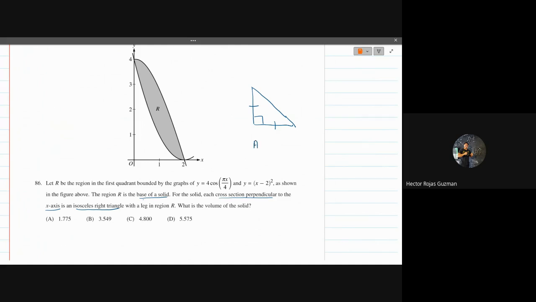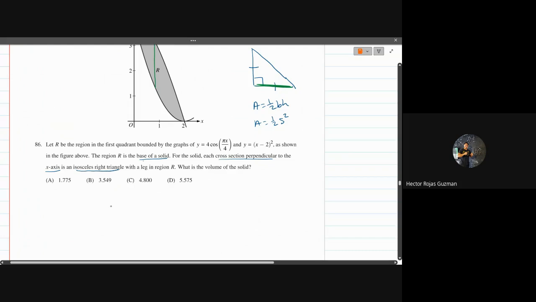So when you're dealing with the formula for a triangle, the base and the height are the same thing. So you can just say side squared. So this region is the base of a solid. The cross sections are right triangles with a leg in the region. So that means that if I do a vertical line right here, perpendicular to the x-axis, that's the leg, right? It's the leg of an isosceles right triangle sticking up three-dimensionally at you.